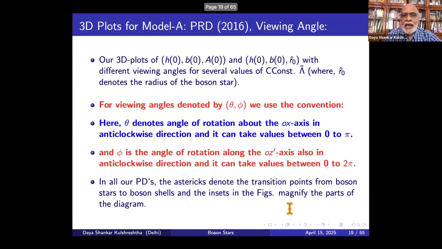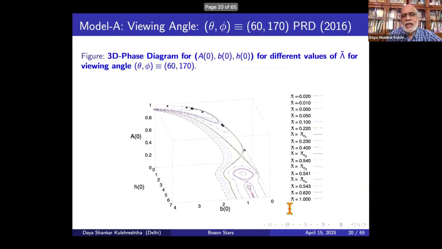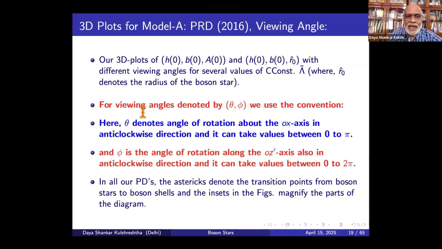After these successful results, we thought of making three-dimensional plots. And here I would like to define the viewing angle. If I look at a room from one corner, another corner, a third place, a fourth place, the room would look different. So one has to define the viewing angles, theta and phi. Theta denotes the angle of rotation about the OX axis in the anti-clockwise direction, and it can take values between 0 and pi. Phi is the angle of rotation about the OZ prime axis, which is the new axis obtained after the first rotation, and it can take values between 0 and 2 pi.